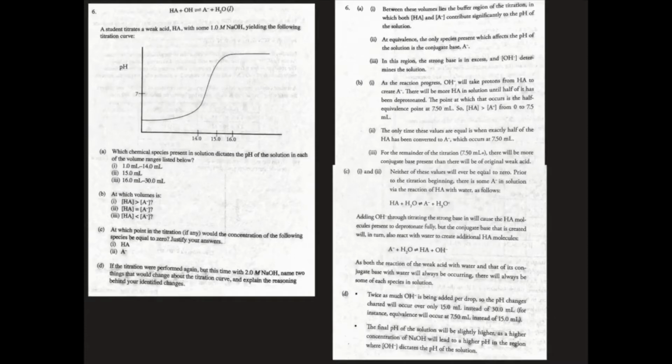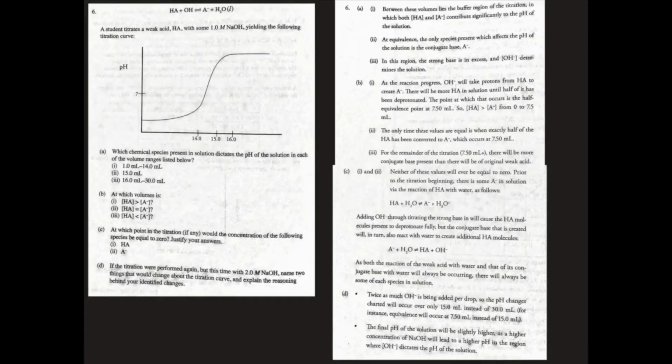The other thing that changes is that your pH at the very end is going to be higher, because if you're adding a concentration of 2 molar NaOH instead of 1 molar NaOH, when you're left with basically just NaOH at the end, your pH can be calculated by taking 10 raised to the negative whatever your concentration of OH minus is. That'll be your pOH, and then you can figure out your pH from that.